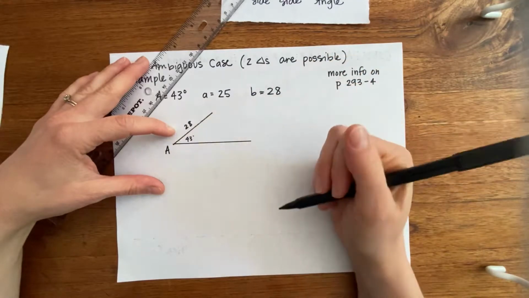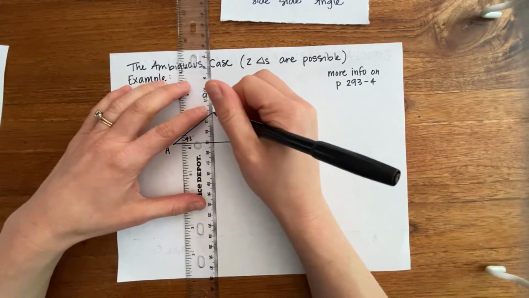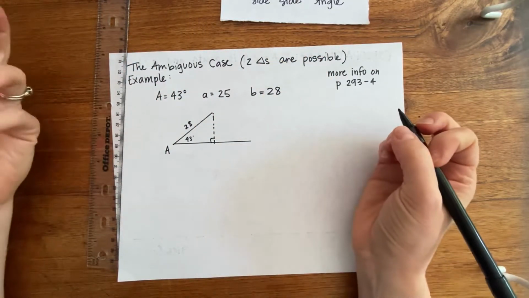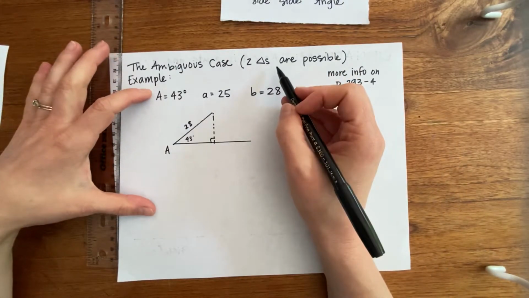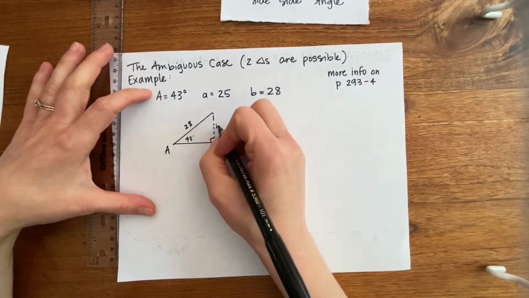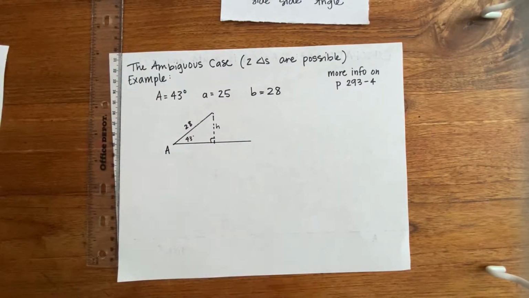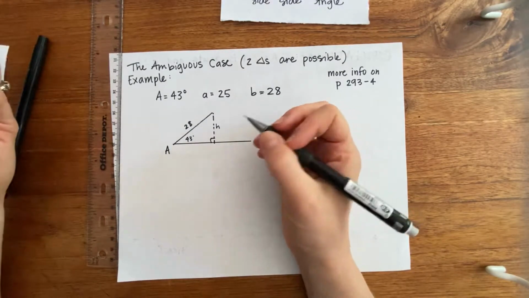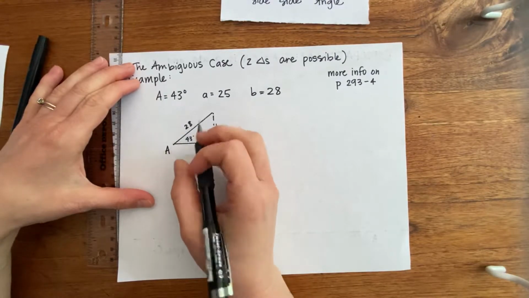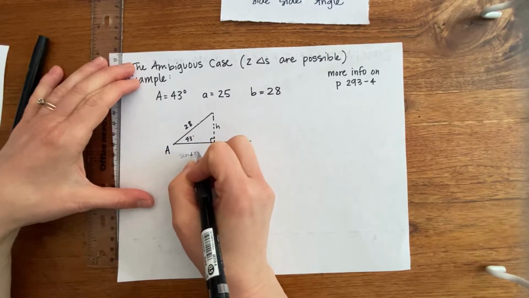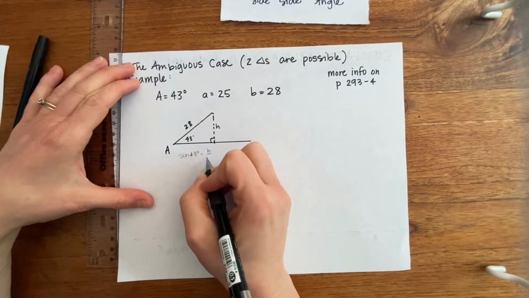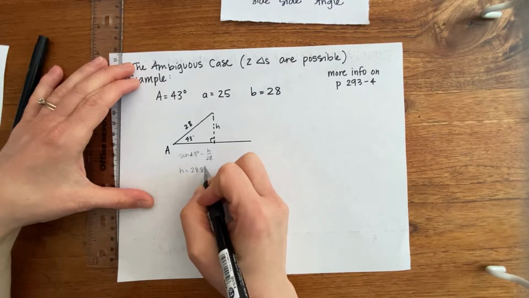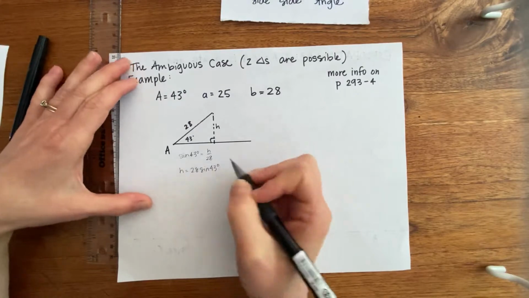Now, I notice that A is less than B. So the first thing I need to do is figure out how big H is. Then I'll know how many triangles I'm dealing with. Now, I already told you that two triangles are possible, but you won't necessarily know that. So how am I going to determine the height of that triangle? Well, if this is an altitude, it's a right angle, so we can use sine. The sine of 43 degrees is equal to h over 28. Solve for the height. H equals 28 times the sine of 43 degrees.